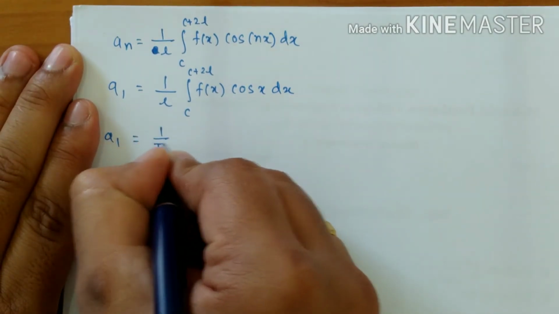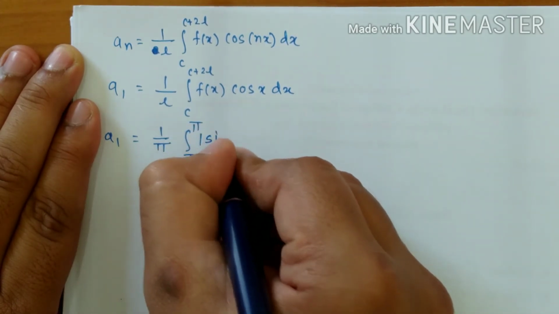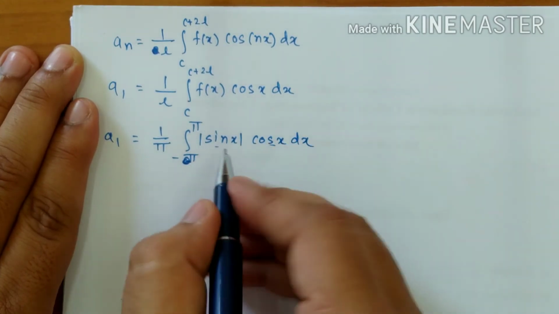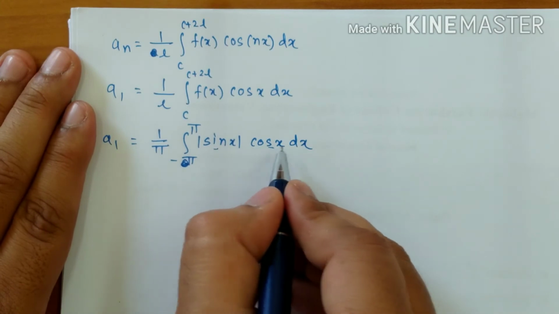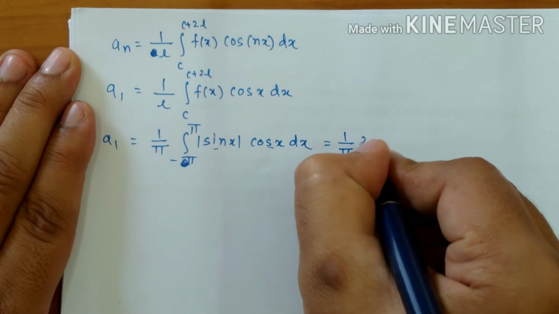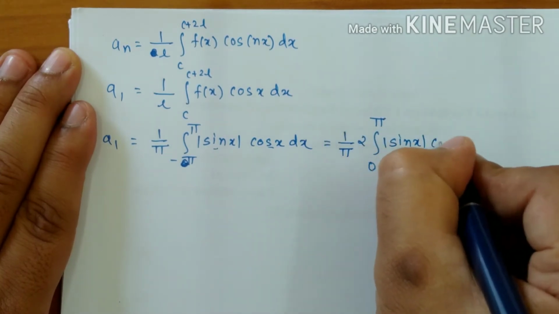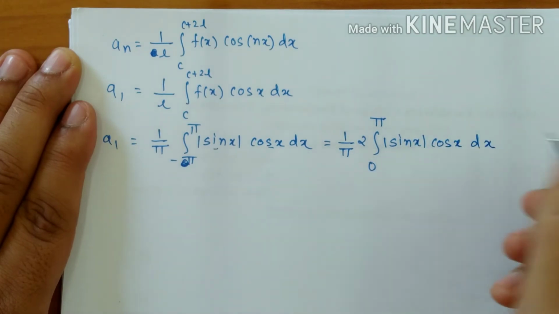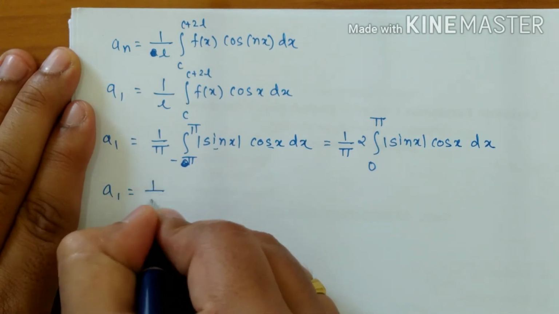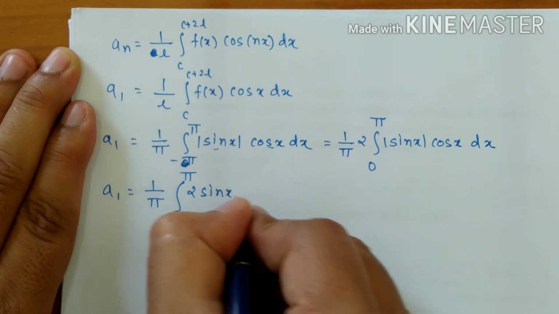So 1 upon pi integration from minus pi to plus pi mod of sin x into cos x. As previously, mod sin x is even, cos x is even. So hence by the properties of definite integration, we have 2 times integration from 0 to pi mod sin x into cos x dx. And in the interval 0 to pi, the value of mod sin x is sin x. Therefore a1 is equal to 1 upon pi, I'll take this 2 inside, integration from 0 to pi 2 times sin x into cos x.